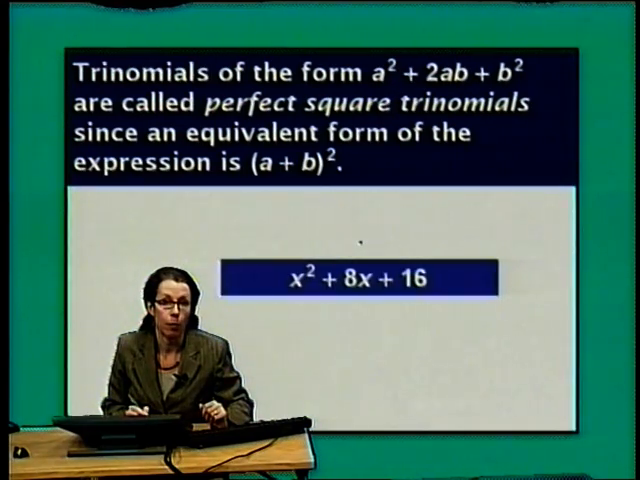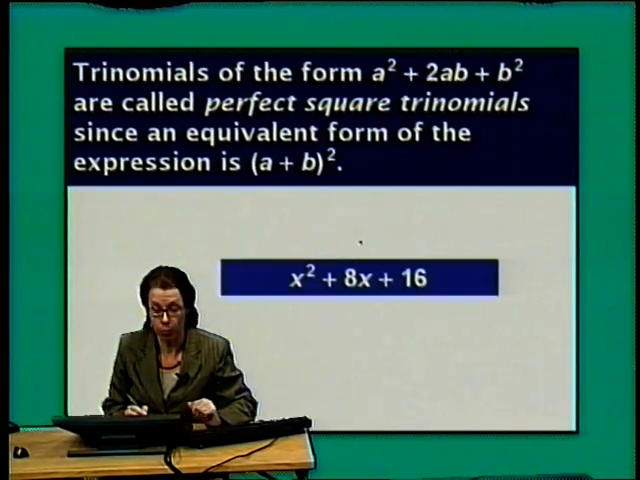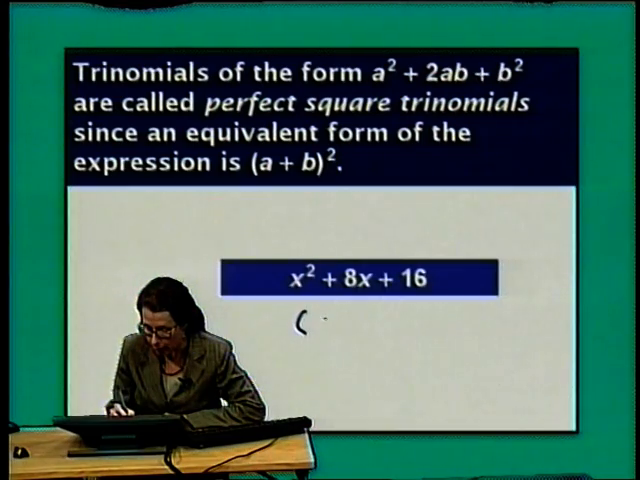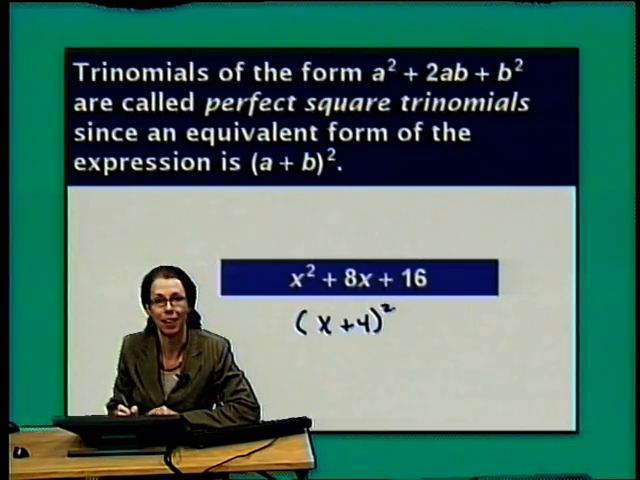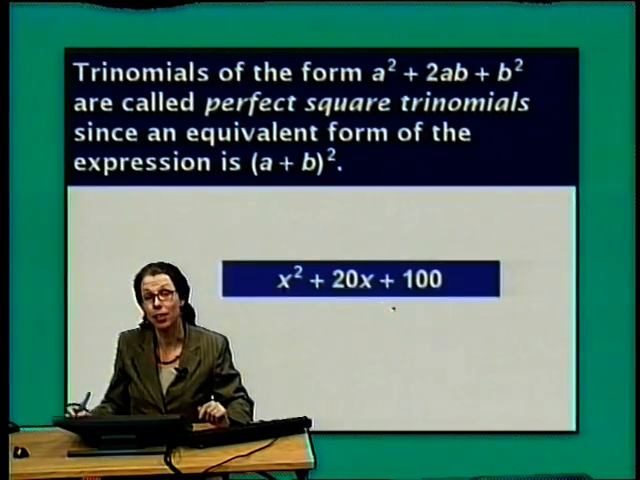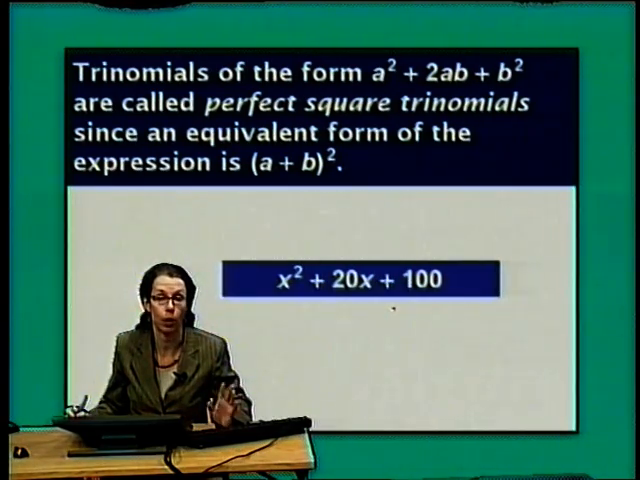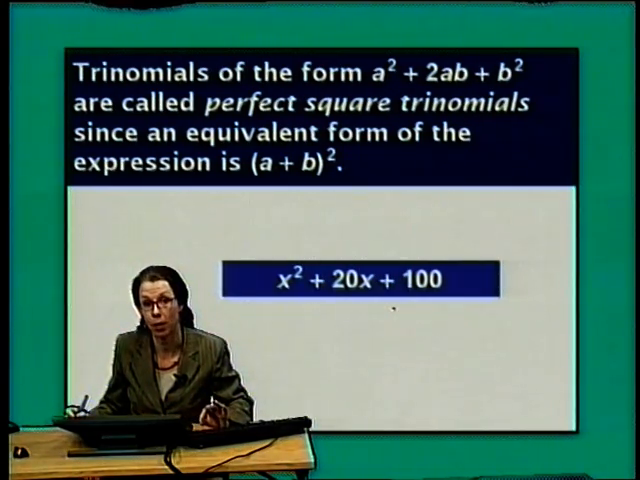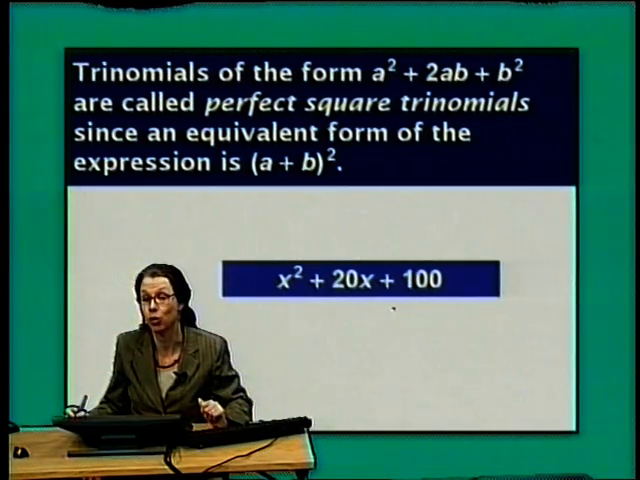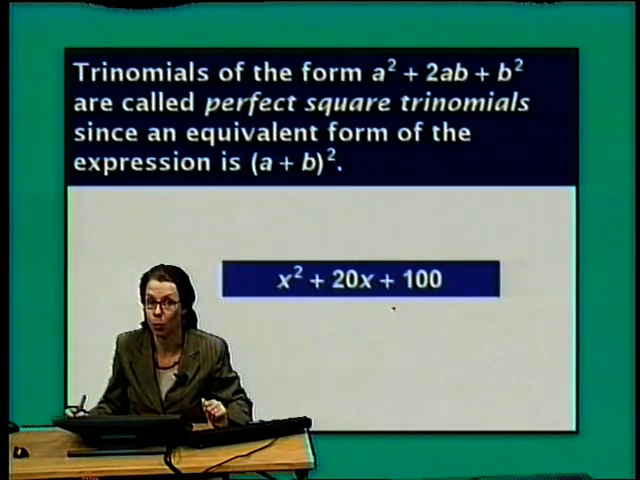So here's an example of a perfect square trinomial. This actually could be written as (x + 4) quantity squared. Expand that and you'll see that these two expressions are equivalent. Here's another perfect square trinomial. In this case, we have x squared plus 20x plus 100. This is equivalent to (x + 10) quantity squared.